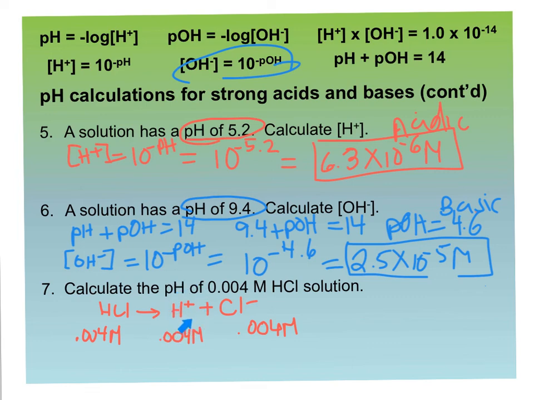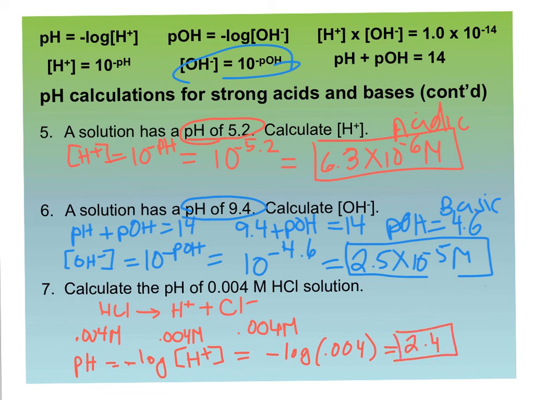And so basically they're telling us what is the pH if our HCl concentration is 0.004 molar. So we're given H plus concentration, we're trying to find pH, we just use this equation. So pH is equal to negative log of the H plus concentration. So it is equal to negative log of 0.004, which gives me 2.4 is my answer.